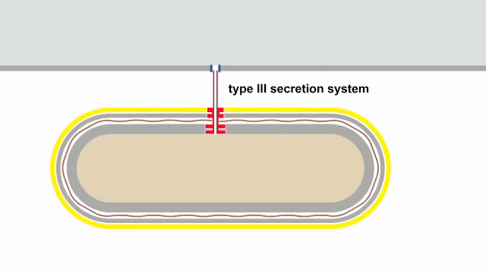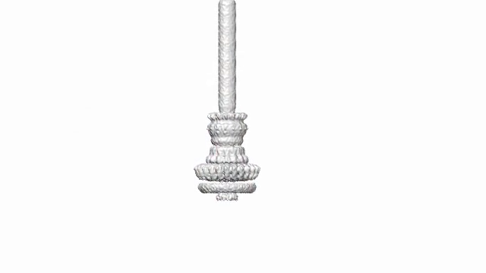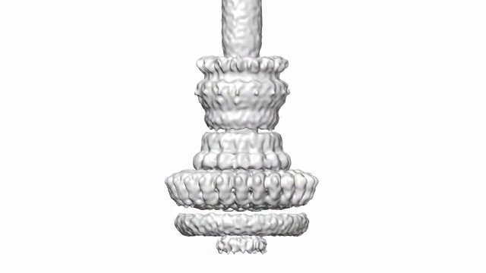The type 3 secretion system is a nanomachine that delivers bacterially encoded effector proteins into target eukaryotic host cells. In this electron micrograph, the type 3 secretion system needle complex can be seen at the surface of a gram-negative bacterium. It spans the inner membrane, periplasm, and outer membrane of the bacterium, and a needle extends out from the bacterial surface. A three-dimensional structure of the type 3 secretion needle complex has been generated from high-resolution cryo-electron microscopy images.